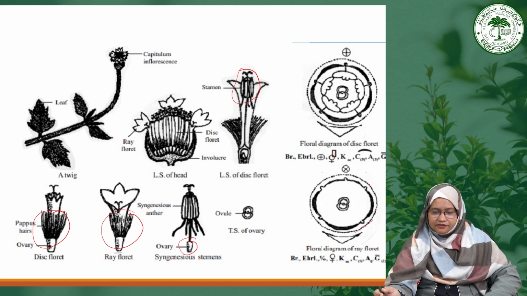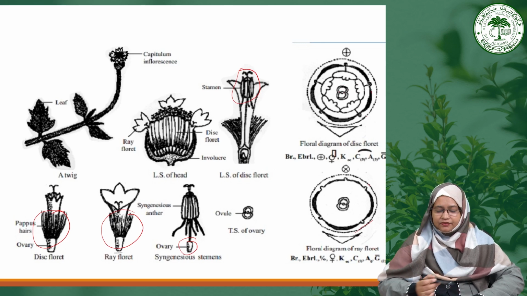Then you can see this one is the disc floret which has a calyx modified into the pappus and is a bisexual flower. This one is the corolla which is tubular, showing the actinomorphic symmetry. Then 5 stamens whose anthers are united, and in the center, this is the T.S. of the ovary, showing the basal placentation.